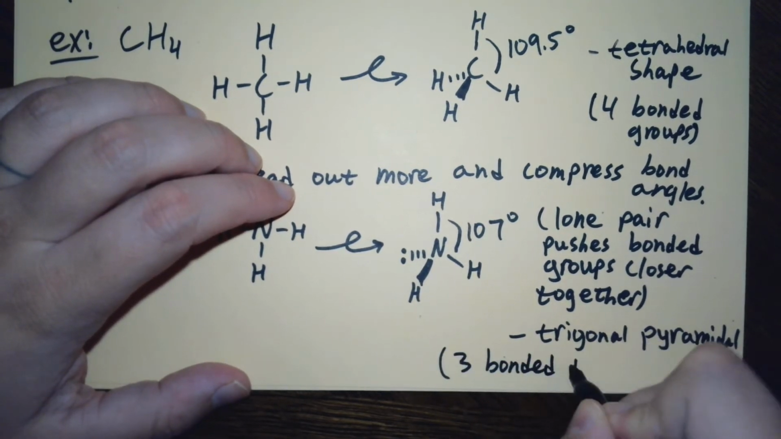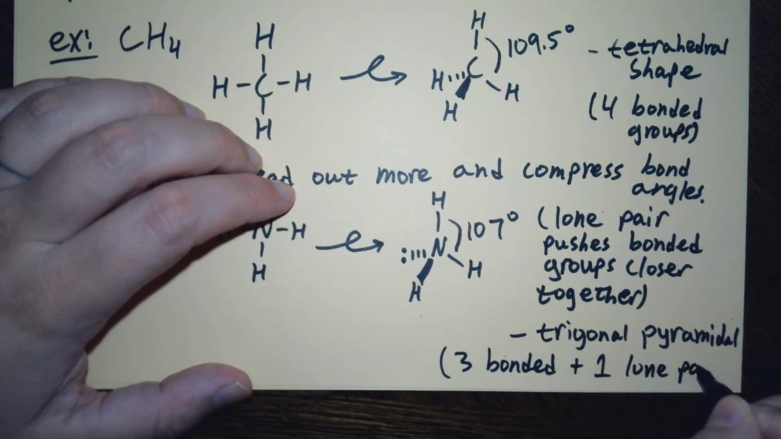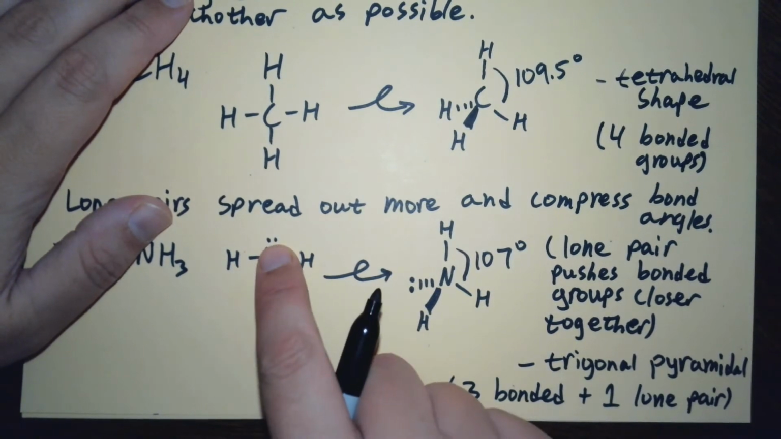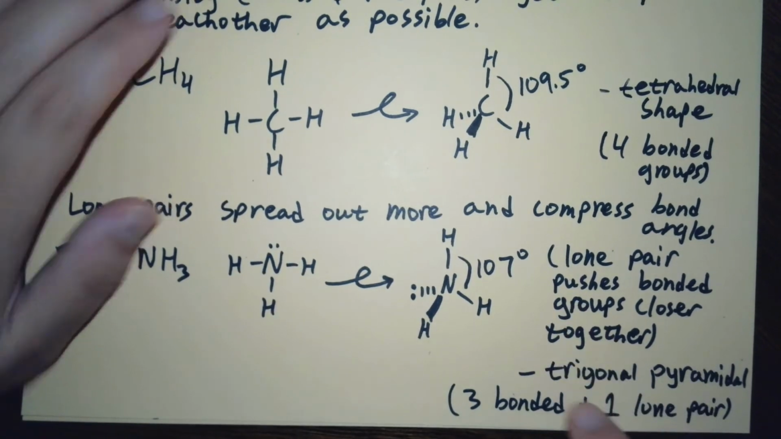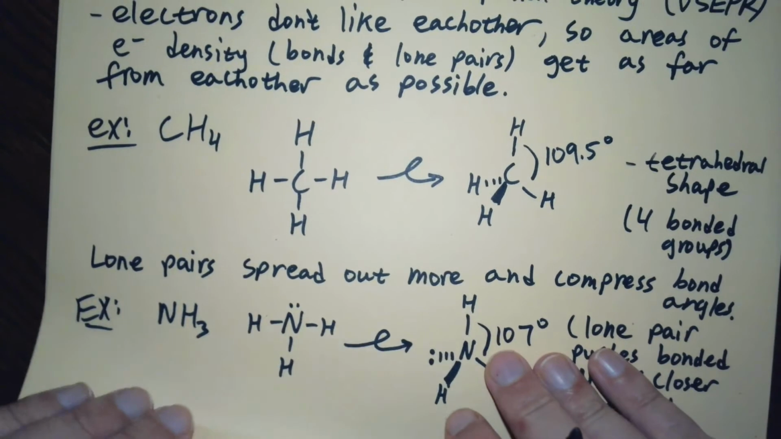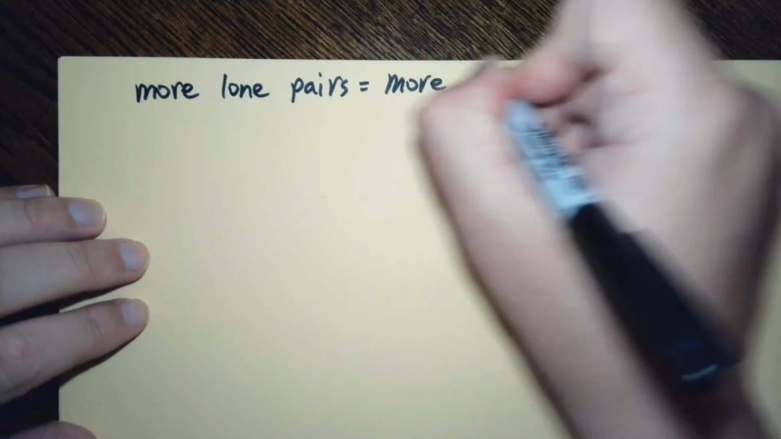Okay, and so this is 3 bonded groups plus 1 lone pair. You've got 1, 2, 3 areas where there's bonding and 1 with a lone pair. And that's going to get you trigonal pyramidal, which is going to have a 107-degree bond angle. Okay, so what else can we say about this? Well, more lone pairs equals more compression.